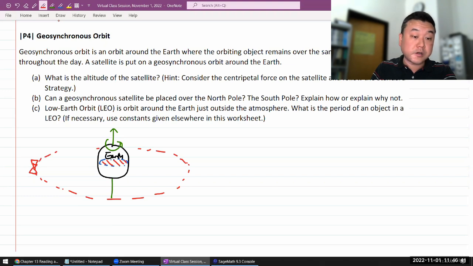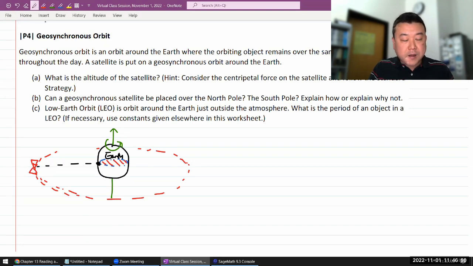I guess it should be one full turn. Over one whole day, the satellite is directly over this spot on Earth, and over a whole day this spot will be moving around the Earth one full turn, and the satellite will also be completing one full turn, so that it's directly over the point throughout. That's the setup of the geosynchronous orbit.